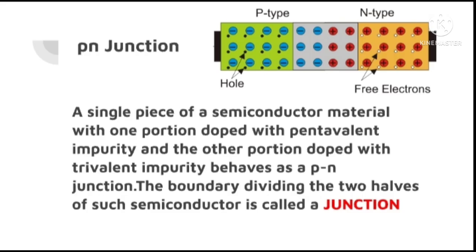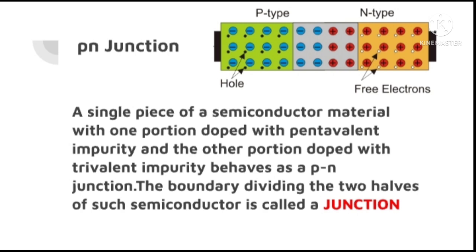In this video lecture, we are going to study the PN junction and its certain applications. So what is a PN junction? A PN junction is a single piece of semiconductor material which is formed when it is doped with a pentavalent impurity and also doped with a trivalent impurity.